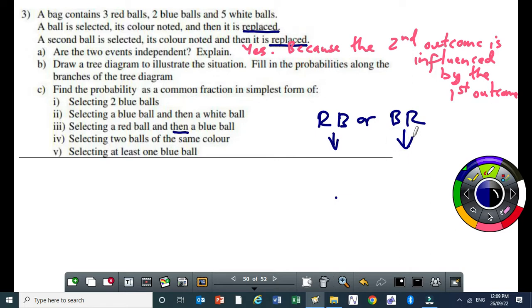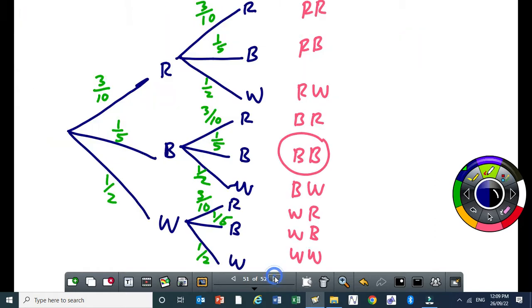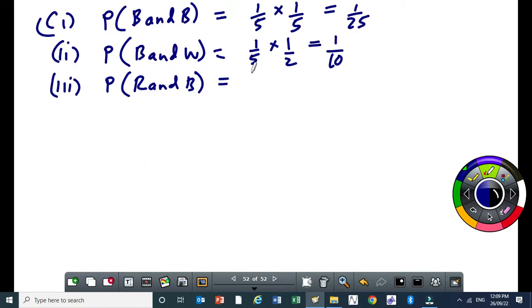But here the question is mentioning the sequence of picking the ball. You pick a red and then you pick a blue second. Okay? So that would be a red and then a blue. So that would be 3 over 10 times 1 over 5. And then you get 3 over 50.